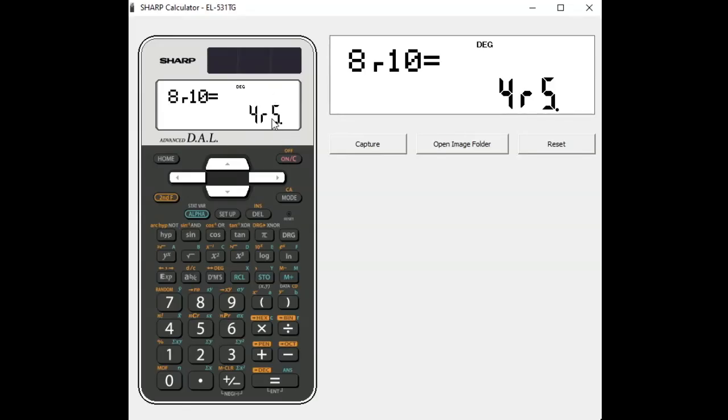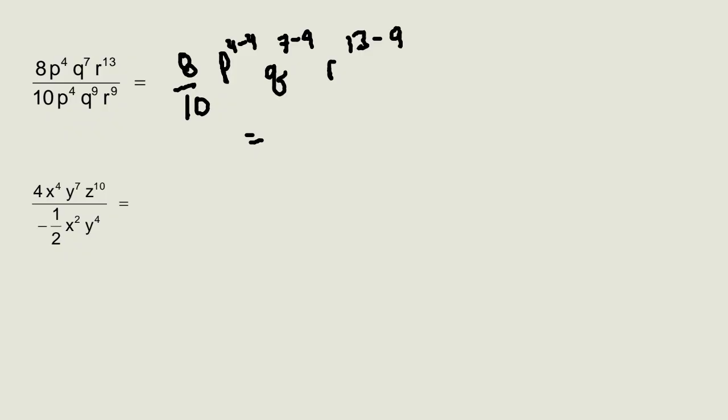So we divided both by 2, right? 8 divided by 2 is 4, and 10 divided by 2 is 5. But again, at this level, this isn't the type of stuff I'm expecting to see from you. You can use a calculator and get your lowest terms fast if you need to, because sometimes the numbers will be trickier to work with. So anyways, we get 4 over 5, p to the power of 0, q to the power of -2, and r to the power of 4.